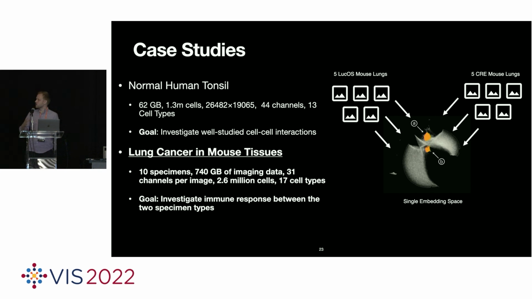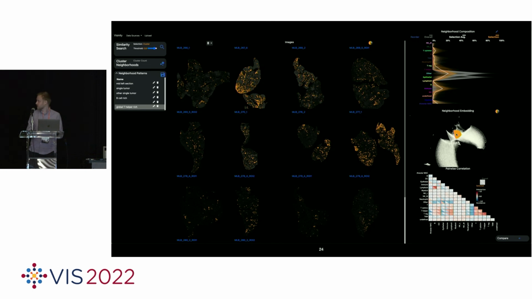And the goal of this expert was to identify immune structures that might exist within this cohort and see maybe how it differs between these 2 types. And what we found is that by exploring the embedding space, we found 2 distinct regions in the embedding space corresponding to immune structures of note.